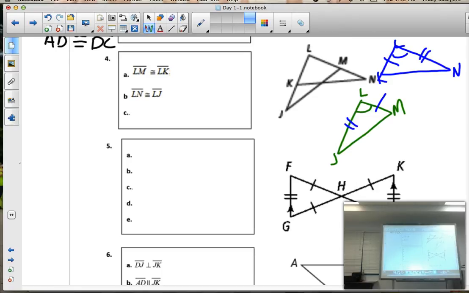Okay, now what else we saw is when these triangles were overlapped, you see where this angle L is? It's part of this triangle, and it's also part of this triangle. So what can I add here about that angle? What would you like to say, Miss Sally? How would you name the angle in the green one? Yes. JLN.